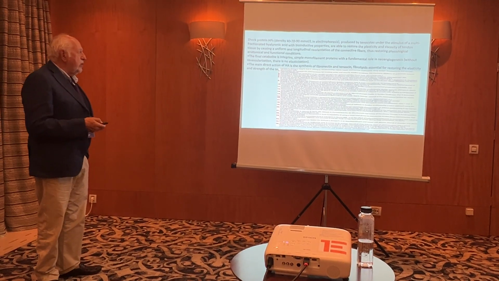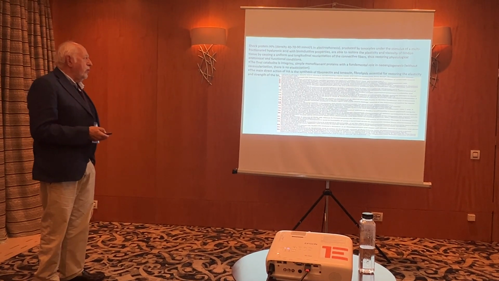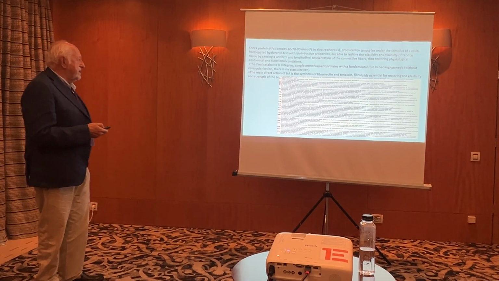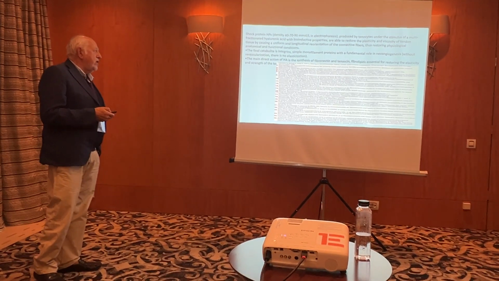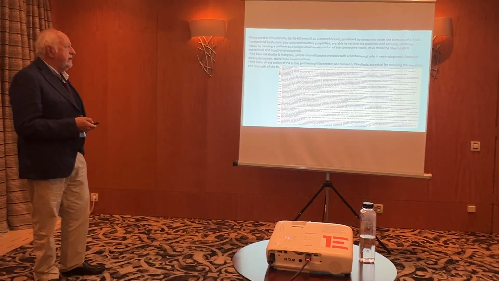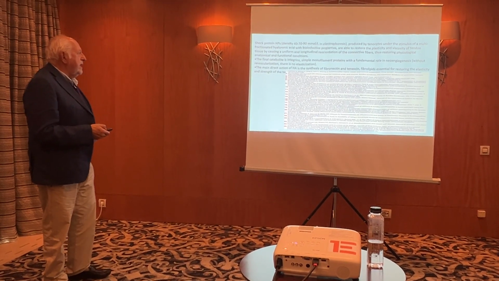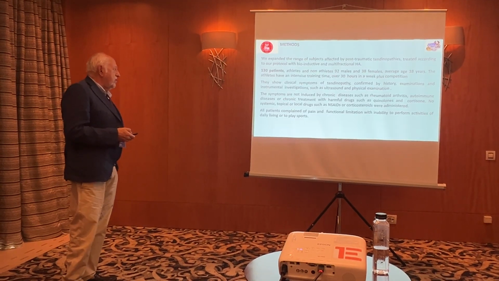The final catabolite is integrins, simple monofilament proteins with a fundamental role in neoangiogenesis. The main direct action of HA is the synthesis of fibronectin and tenascin, fibrolipid essential for restoring the elasticity and the strength of the tendon.